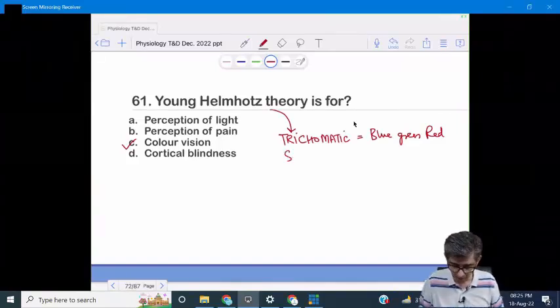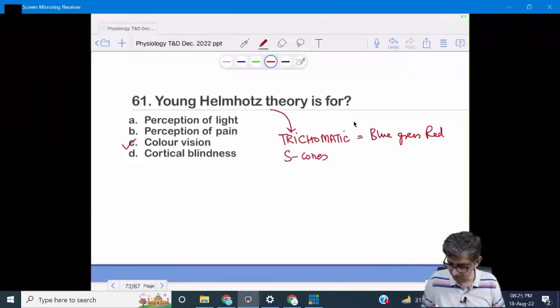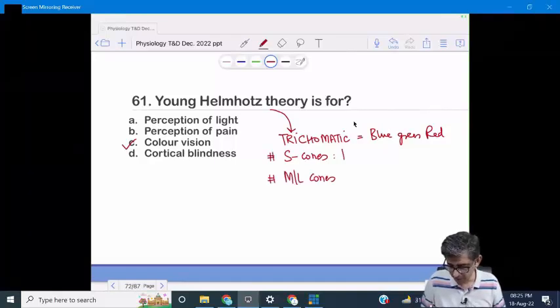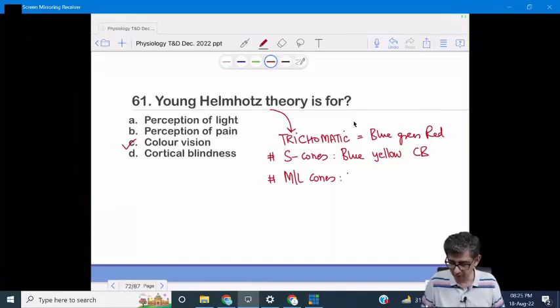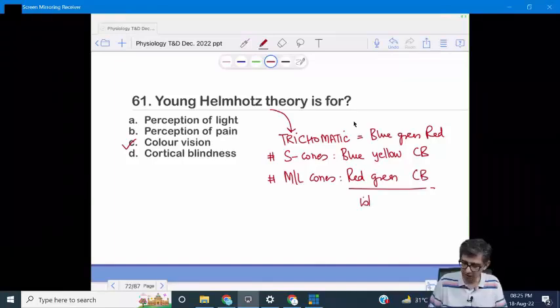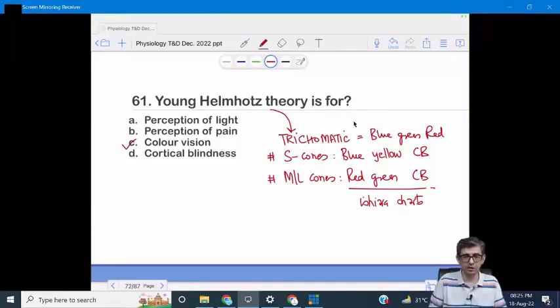There are various types of cones present like S cones, then we have M and L cones. If there is a defect in S cones, then the person will develop blue-yellow color blindness. Rods are for sharpness of vision. Cones are for color vision. If M and L cones are defective, then the person would develop red-green color blindness. For red-green color blindness, we use special charts also, called Ishihara charts. The answer to 61 is option C. Young-Helmholtz theory is valid with respect to color vision.